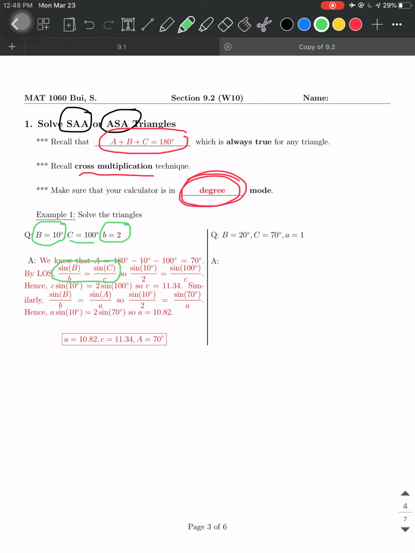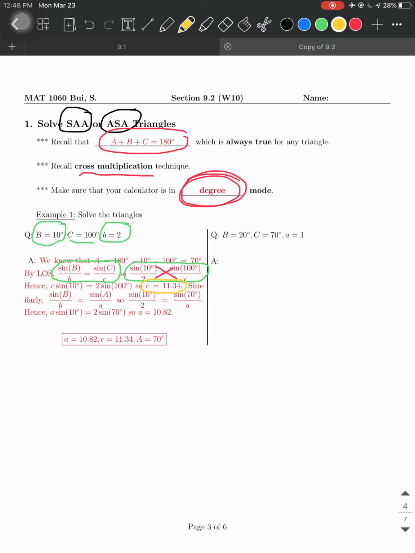After that, we plug in the numbers. We know that B equals 10, little b equals 2, and big C equals 100. We plug them into the formula we just had, and then we do cross multiplication. We end up with c times sin 10 equals 2 times sin 100. Then you plug it into the calculator, divide it over, do the algebra, and you will get little c equals 11.34.